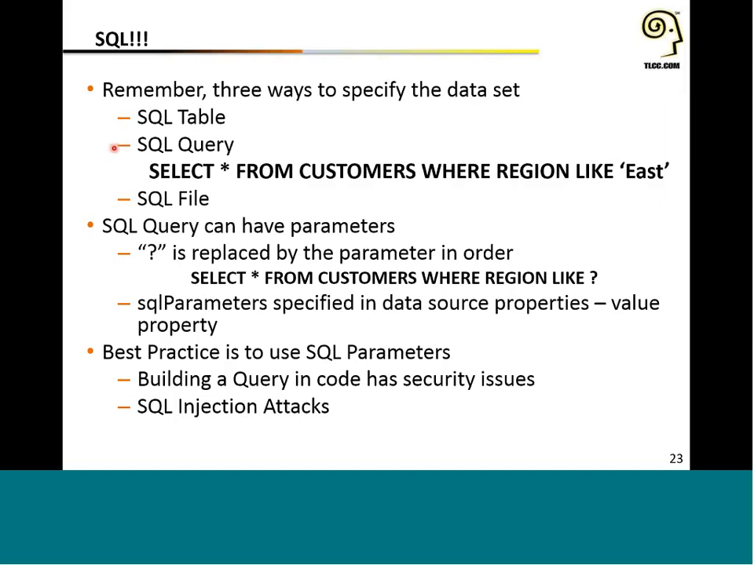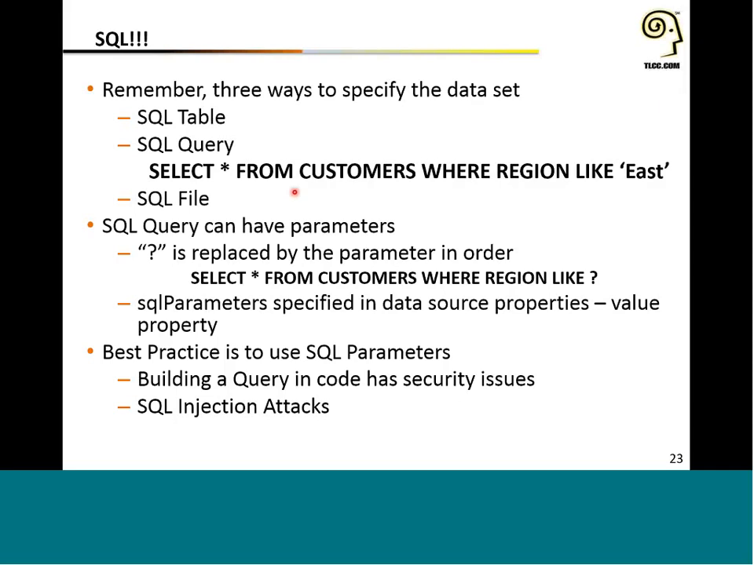When we're doing SQL queries, we're typically going to use the select keyword. So we say select, that's the keyword. Asterisk means select all the columns from the table that we're going to specify. From is the keyword, customers is our database table. So select asterisk from customers is exactly the same as specifying the SQL table, because we're going to get all the columns from the customers table.